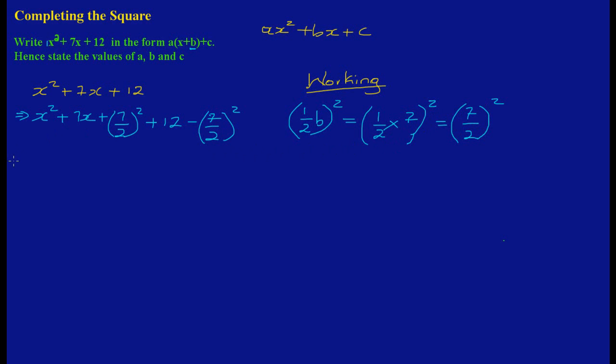Now I will be grouping my square terms, these two square terms from x² and b. So I will have (x + 7/2)², and notice these two terms make a squared term. Then I have my constant, which I have to calculate. I have 12 minus (7/2)², which is 12 minus 49 over 4, since squaring 7 gives 49 and squaring 2 gives 4.